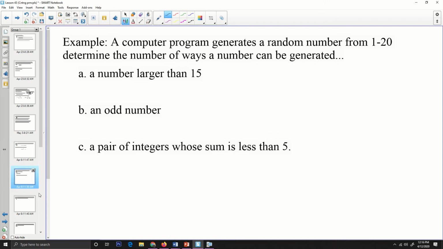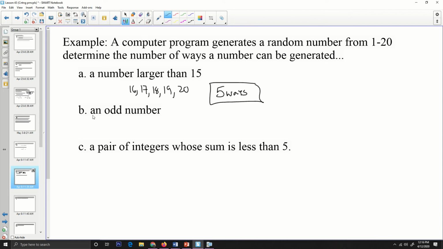But let's start with some simple examples. Let's say we have a computer program that generates a random number from 1 to 20. Determine the number of ways a number can be generated that's a number larger than 15. Well, if I'm only generating from 1 to 20, 16 is bigger than 15, 17 is bigger than 15, 18 is bigger than 15, 19 is larger than 15, and 20 is larger than 15. So 1, 2, 3, 4, 5, there are 5 ways.